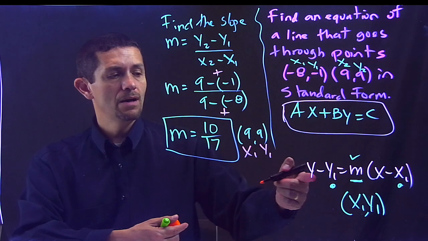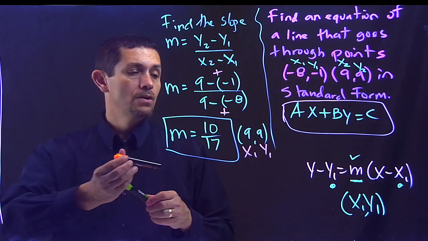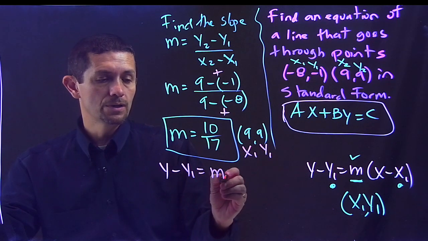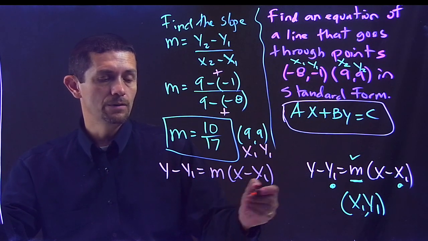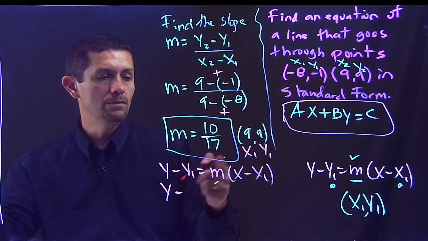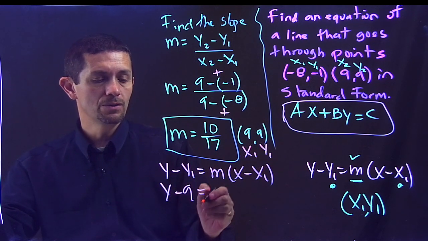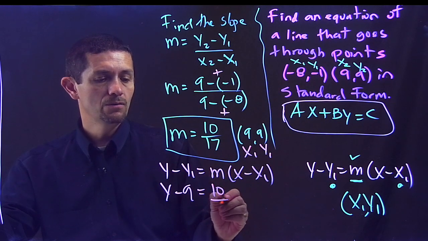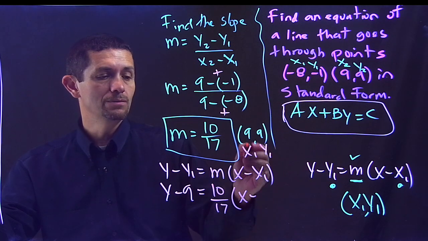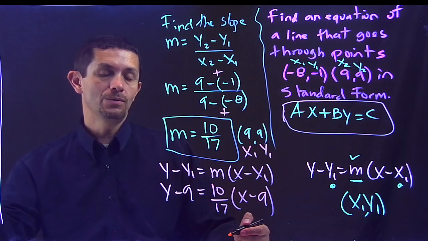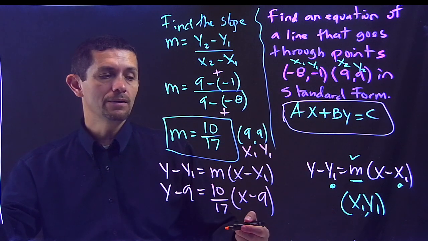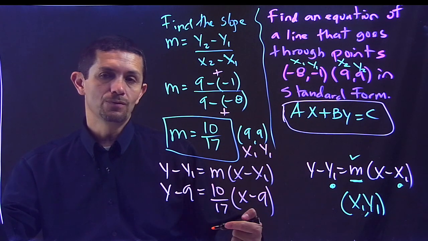Now let's bring that equation. y minus y1 equals m times x minus x1. y1 is 9, so we're good. m is 10 over 17, multiplied by x minus x1, which is 9. We're doing great. So technically I'm done writing the point-slope formula.